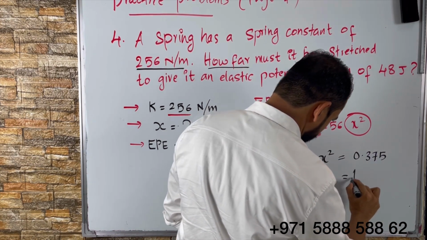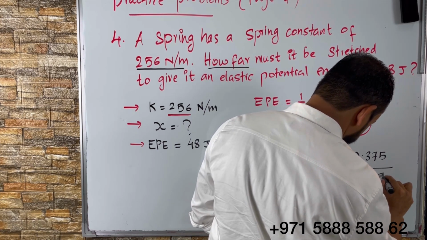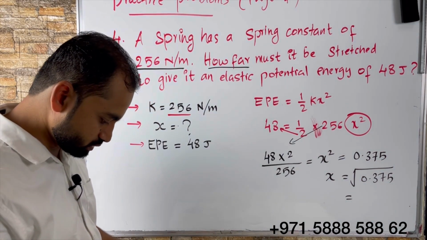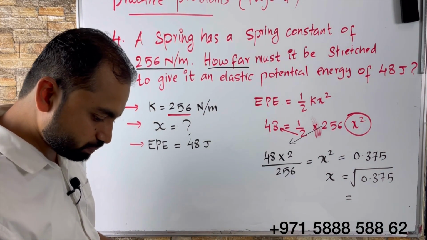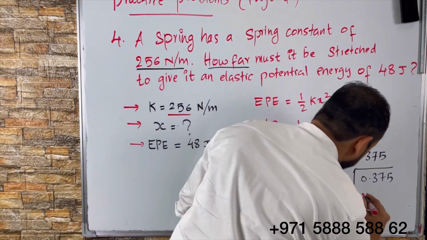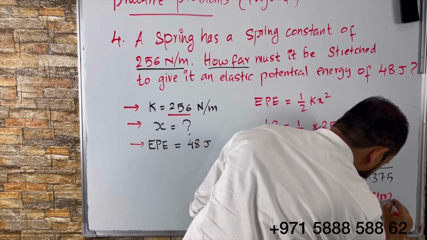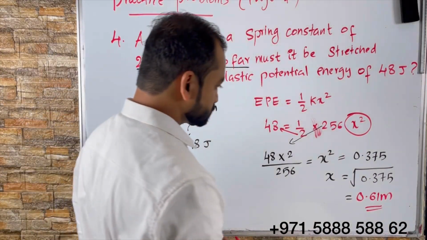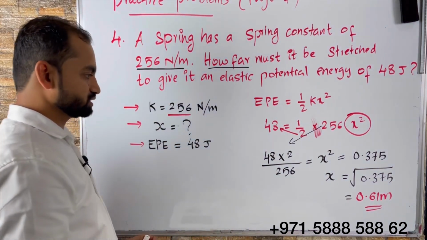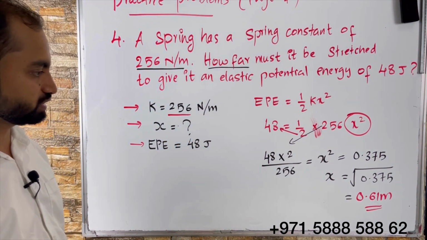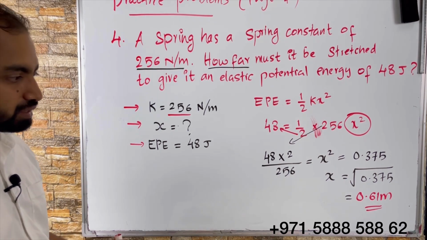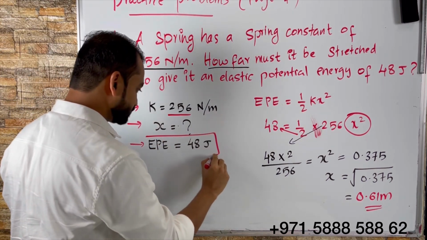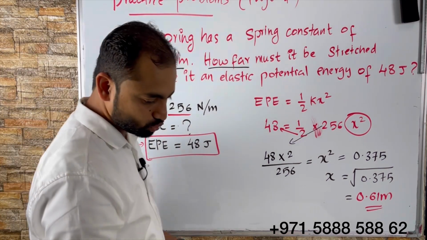So x is equal to the square root of 0.375, which equals 0.61. So 0.61 meter is the unit of distance, or length, or extension. So 0.61 meter is the extension. If you stretch the spring, if you increase the length of the spring by 0.61 meter, the energy stored in the spring will be equal to 48 joule.